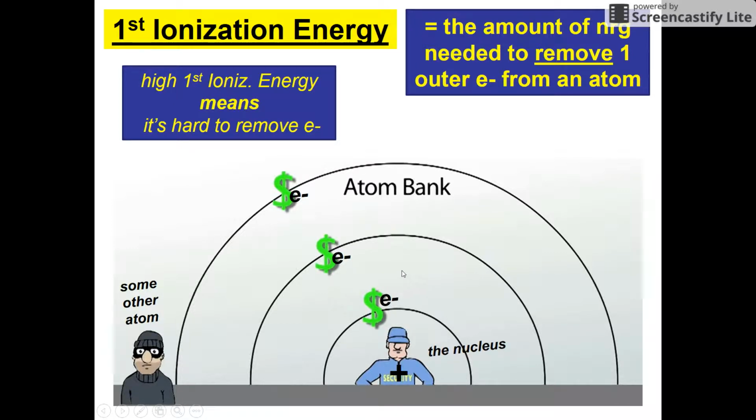They're closer in. So again, different atoms can have different first ionization energies, which is a measurement of how hard it is to remove electrons or one outermost electron from that atom. Again, it's just how much energy to remove one outer electron from the atom.